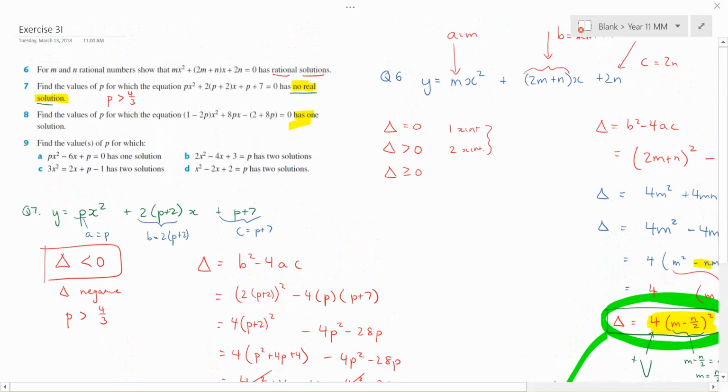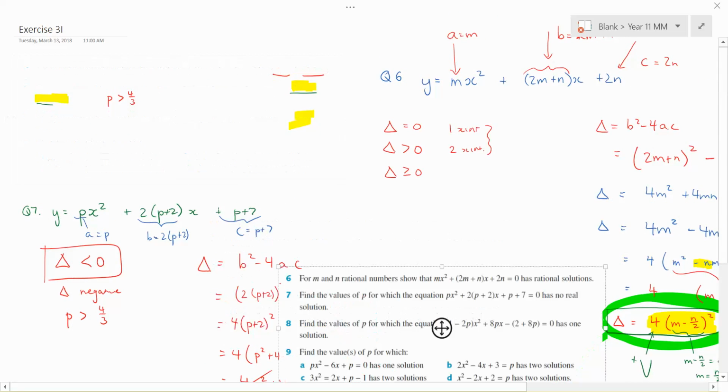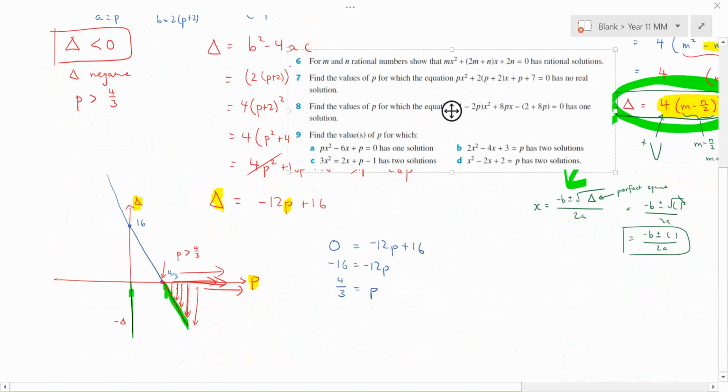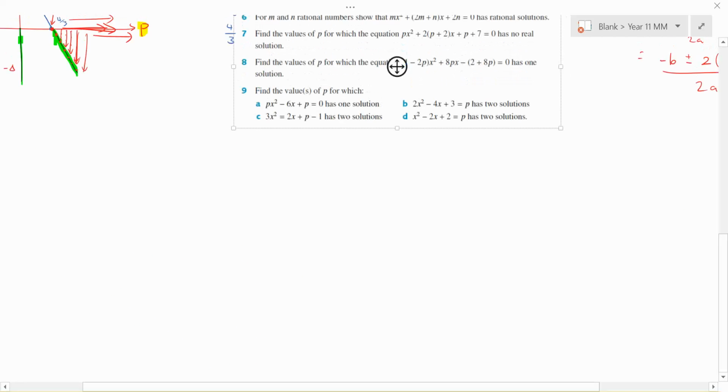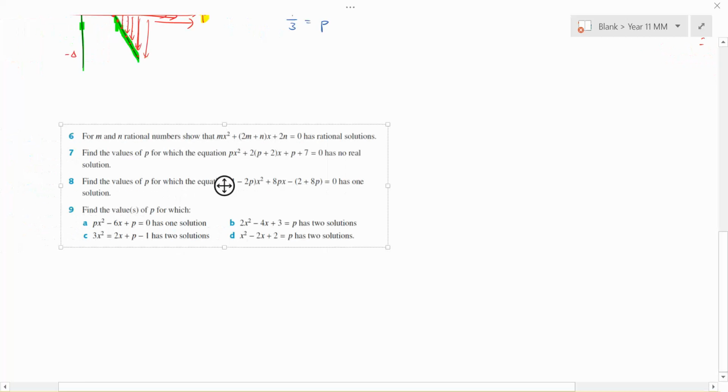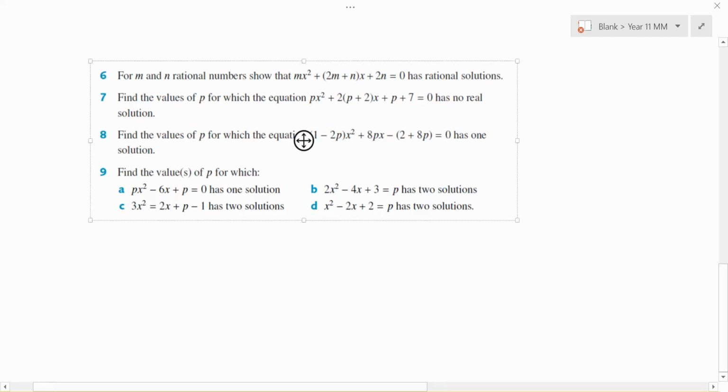Yeah? I'll do question 8 as well. I'm just going to move this over here so that it's a bit easier. Let's move this a bit further down. Okay, so I'm going to move it here. Let's do question 8. Same thing. This one, on the other hand, now has one solution.